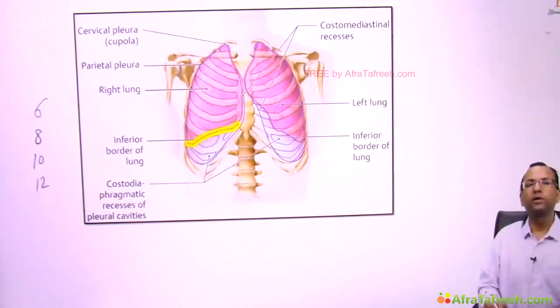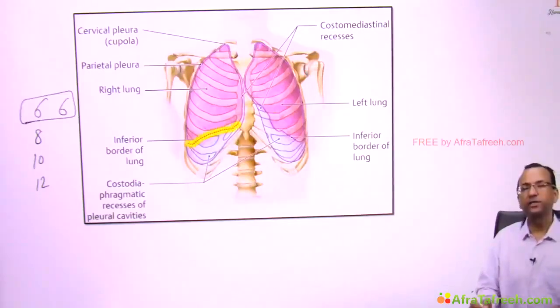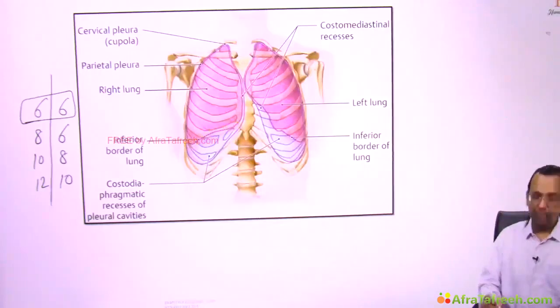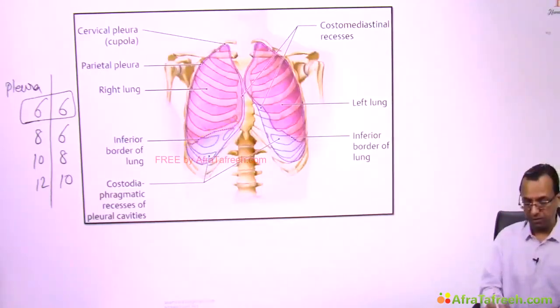And for the lung, right lung, I'll tell you, it is 6th rib, but after that it is -2, -2, -2. You mean to say now it will become 6, 8 and 10? Yes, that is the point. Remember the marking for pleura and derive the marking for lung. Don't try to memorize both of them.